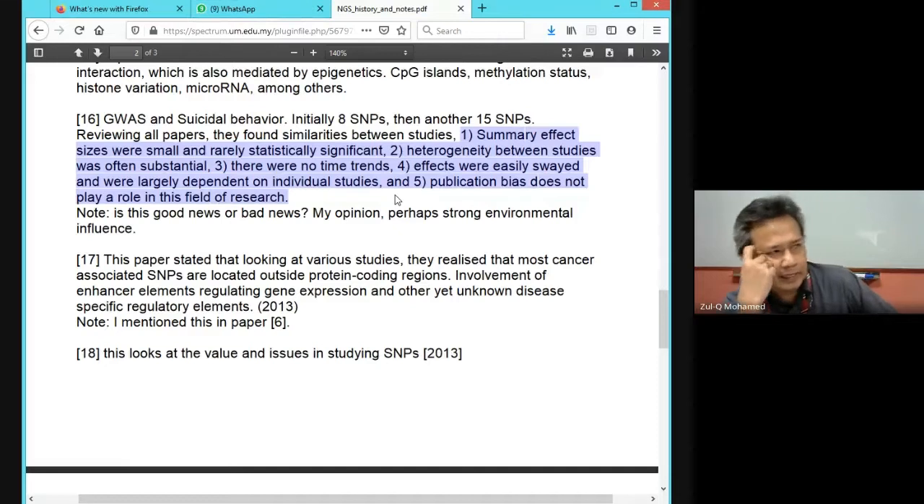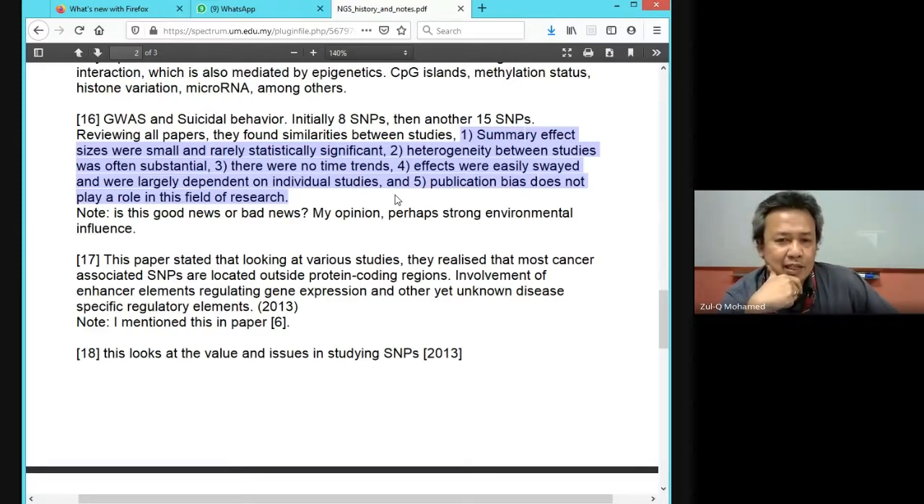What is the effect size? Effect size is a statistical feature. If it's small, that means, yes, it has an effect, but it's not very significant. If it has a big effect size, that means it's very important. So that's effect size. So summary effect size was small and rarely statistically significant, but maybe it contributes a little.